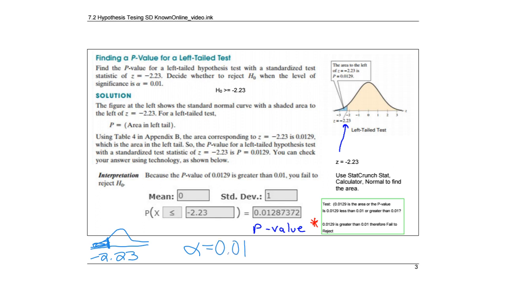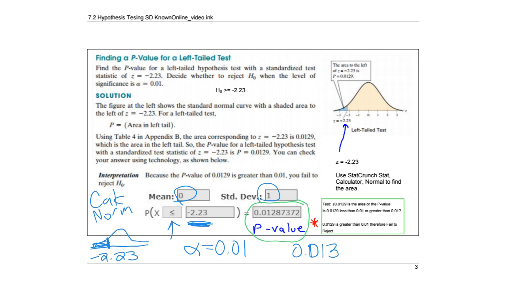0.01. Okay, so the first thing we have to do is go to StatCrunch and figure out our area. So we're going to go to calculator normal. Our mean and our standard deviation are going to stay at 0 and 1. We want to point to the left, and we're going to put our z statistic here of negative 2.23. When we do that, we get our p-value right here. And so our p-value is 0.013, let's say. Let's round it.